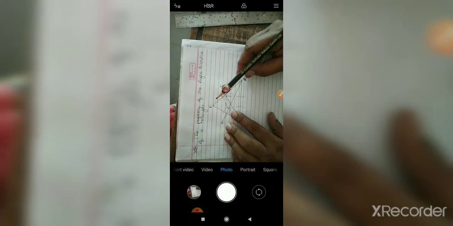Draw the arcs which intersect the sides of the angle. From this we have to take the distance. If you change the distance, okay; if not, then also okay. And then draw the line passing through P and the point of intersection of these two arcs. Now we got the angle bisectors for angle P, angle Q and angle R.